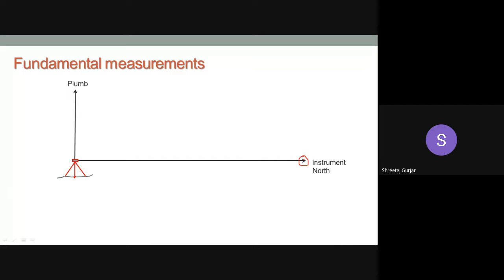So if the survey is taking many days, that particular alignment is very useful, right? If you don't do that, then the entire measurement that you have done the previous day will be wasted, right? So this is very important. So this instrument north is to be marked.